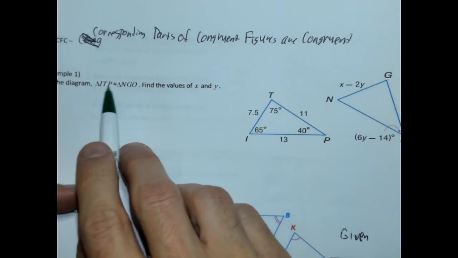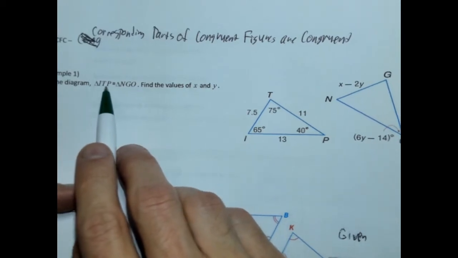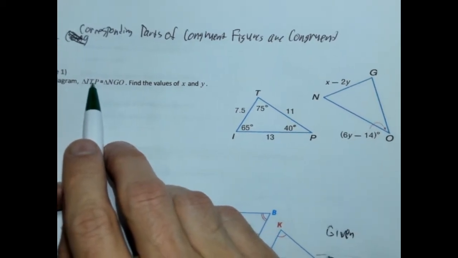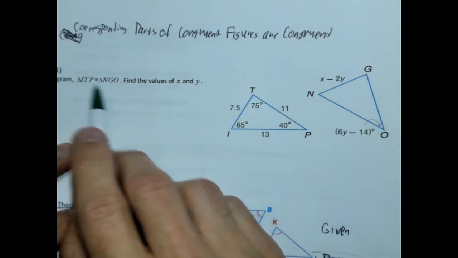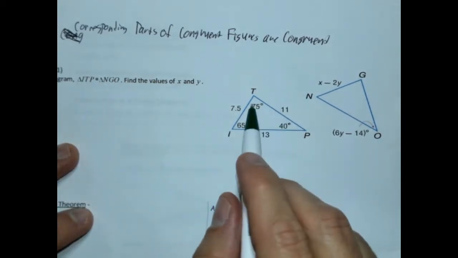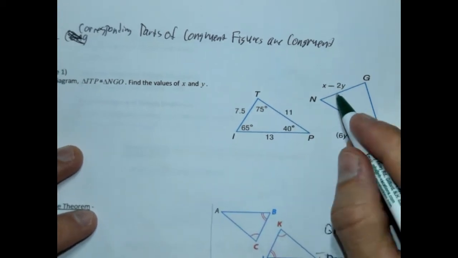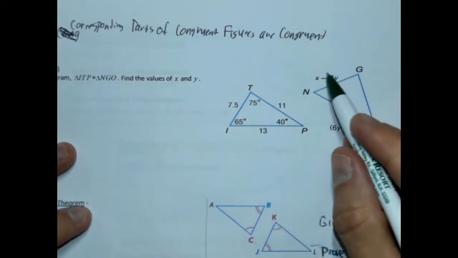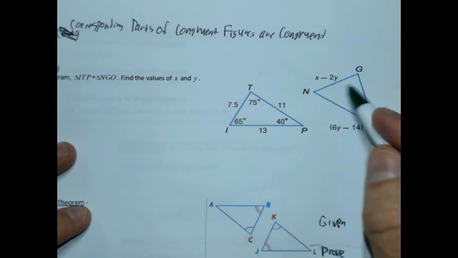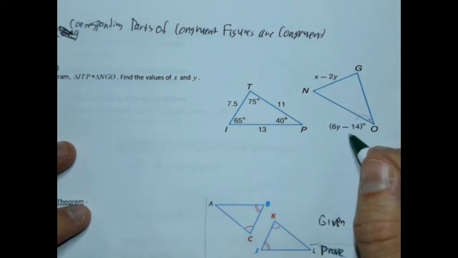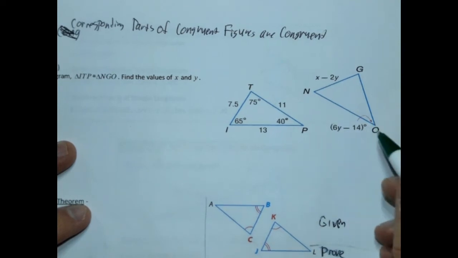So triangle ITP is congruent to triangle NGO. So find the values of x and y. All right, so they give us the congruency statement. We're going to use this to find the values of x and y. You'll notice x is over here. That's a two-variable statement, so that's not going to be very helpful. We're going to go down to here, y is by itself. We're going to try to solve y first.